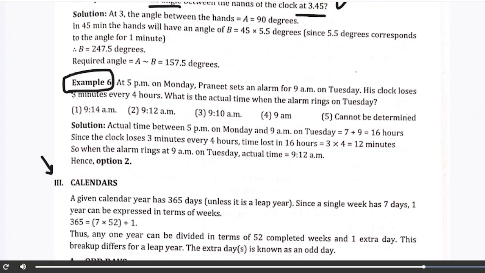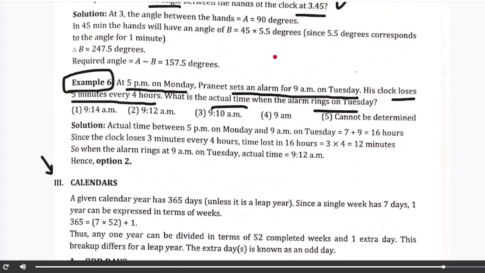At 5 p.m. on Monday, Praneeth sets an alarm for 9 a.m. on Tuesday. This clock loses 3 minutes every 4 hours. That means after every 4 hours, it goes back by 3 minutes. It does not happen at once. It takes time. Like in every minute, the degrees are getting changed by a small amount. But once we see after 4 hours, the clock will be behind by 3 minutes. Now, what is the actual time when the alarm rings on Tuesday?